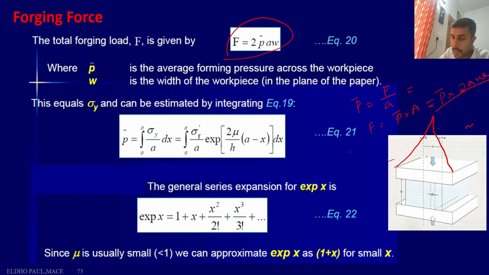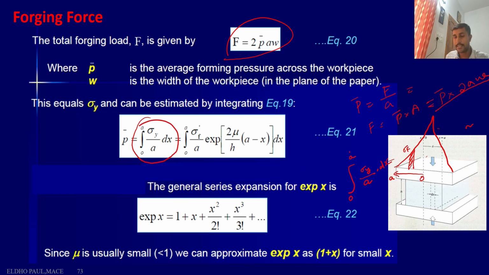Okay, friction hill. I take a small area here, where the stress is equal to sigma y. For the calculation of the total stress, we can do integration between 0 to a. Here we calculate the pressure, so stress by area or length. Here a is the variations of sigma y by a into dx. The variable is dx. So this is the average pressure.